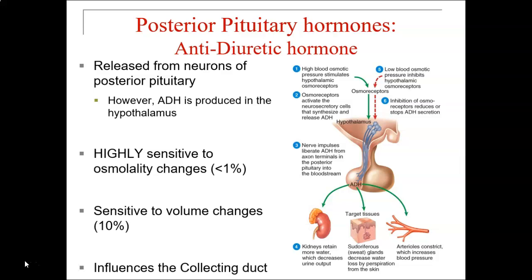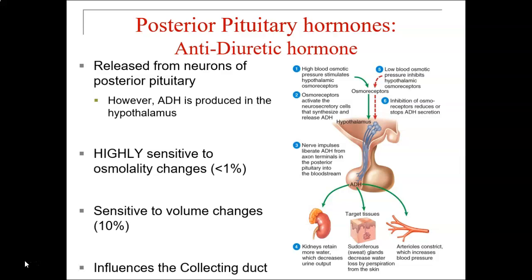We talked about aldosterone. Aldosterone was released from the zona glomerulosa of the adrenal glands, in response to ACTH being released from the pituitary gland. Now, with anti-diuretic hormone, the end result is the same. The function is the same. It's meant to retain volume, retain fluid. However, how it gets there is very different.